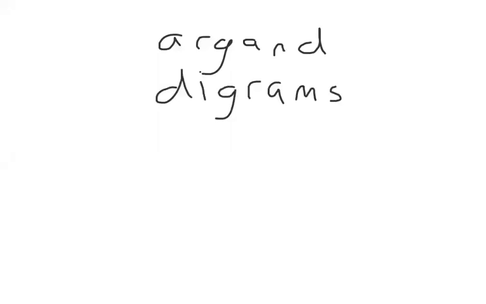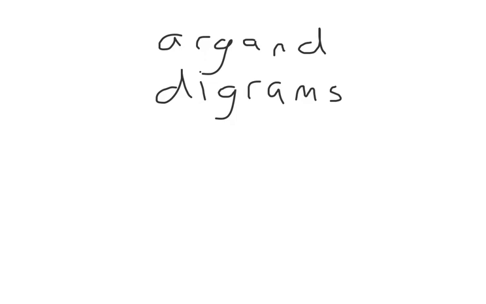Hello there everybody. Today I'll be talking to you about Argand diagrams. Now, Argand diagrams originated from the theories of Argand, who was a mathematician. His full name was Jean-Robert Argand. He was born in 1768 and his work on complex numbers was quite revolutionary. And he's got quite an interesting story, which I'd recommend you looking up if you're interested.